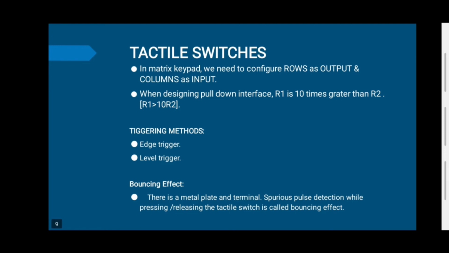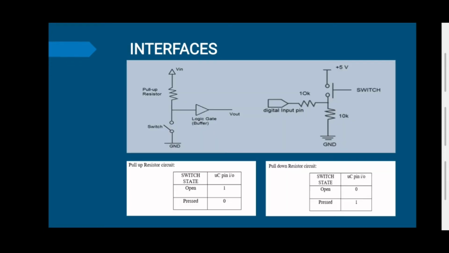There is a metal plate and a terminal. Spurious pulse detection while pressing or releasing the tactile switch is called the bouncing effect. These are the interfaces. We see the pull-up resistor circuit and the pull-down resistor circuit. In this figure, we see the pull-up resistors, switches, logic gates, and digital logic input pins.